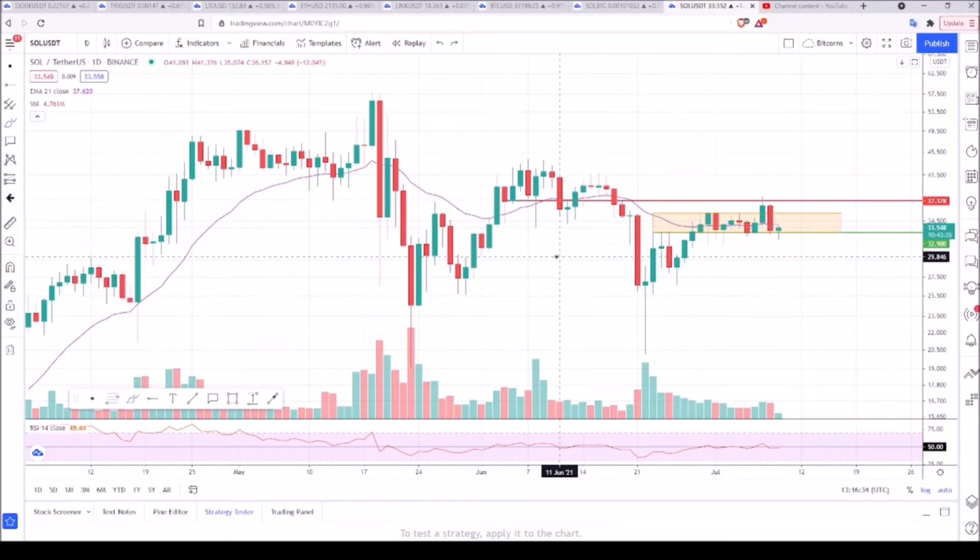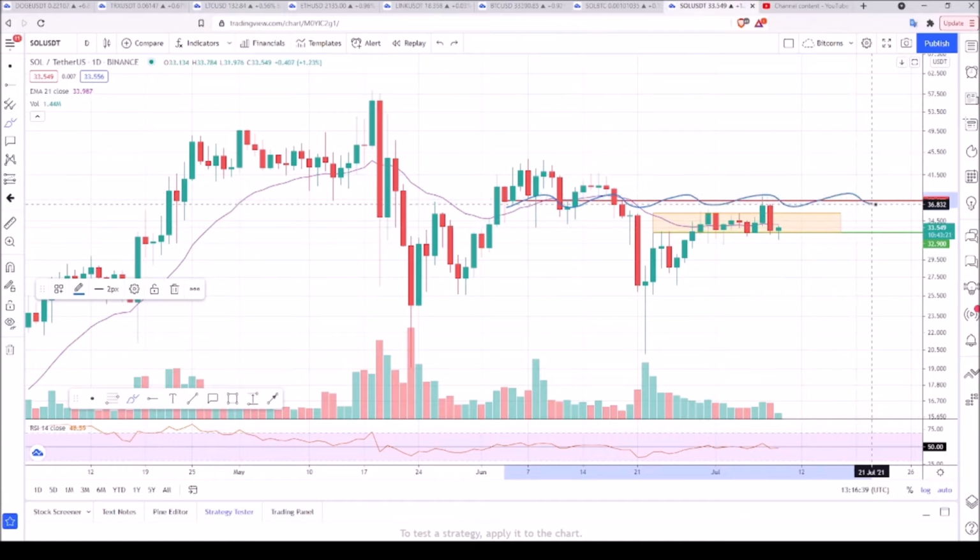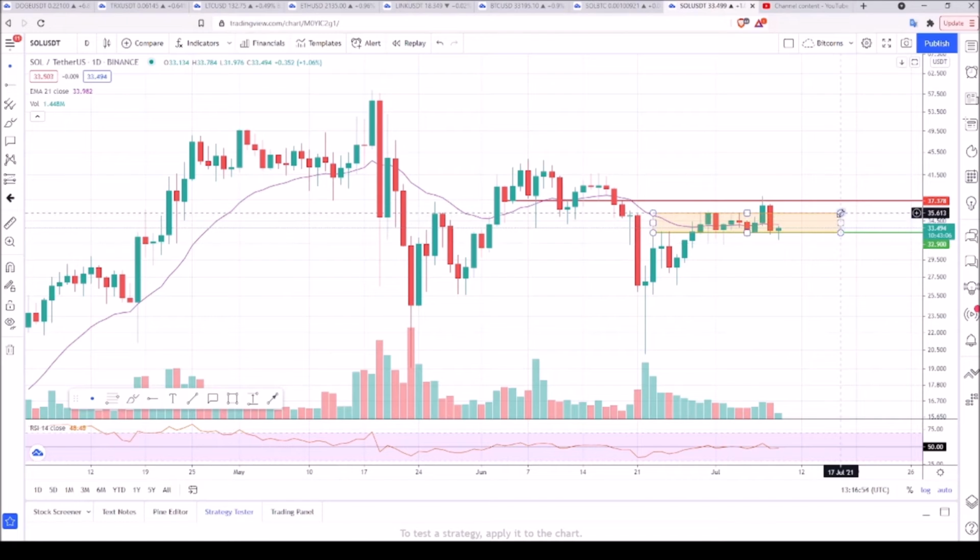So again, it's not a precise thing. When you're marking levels, you need to remember that they are kind of just zones. They're not exact prices. When we mark this as a resistance, we're not marking 37.38. We're just marking something around 37.40. So don't consider it like an exact to the penny thing that you need to follow. But this is where I would mark this.